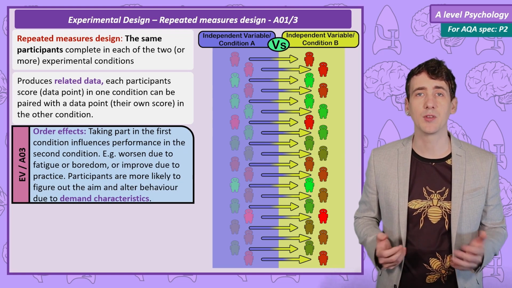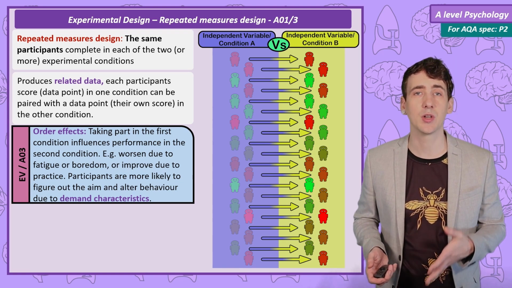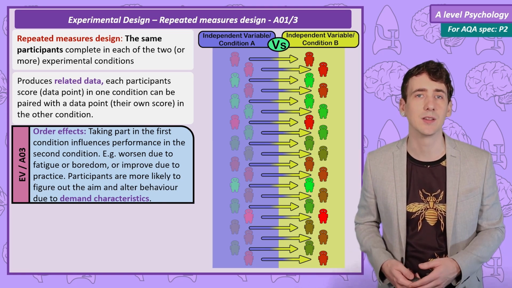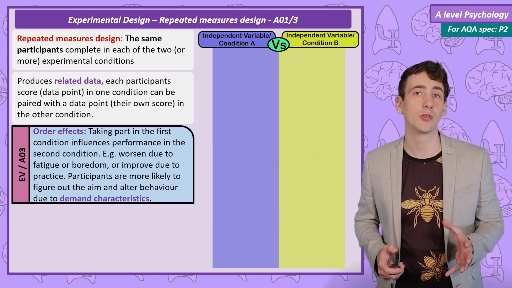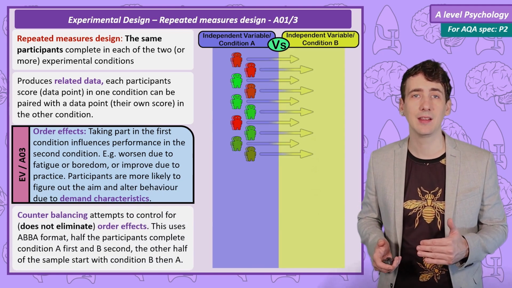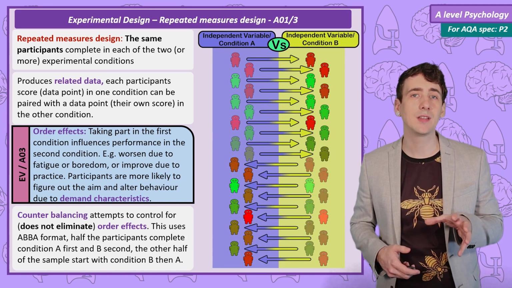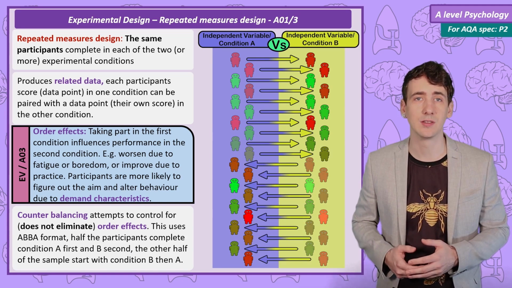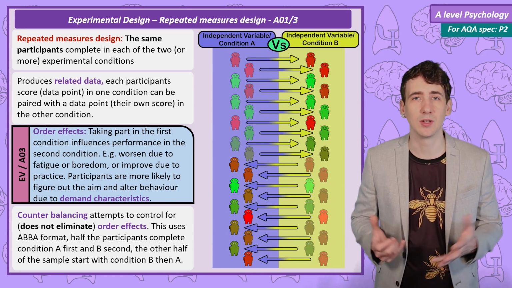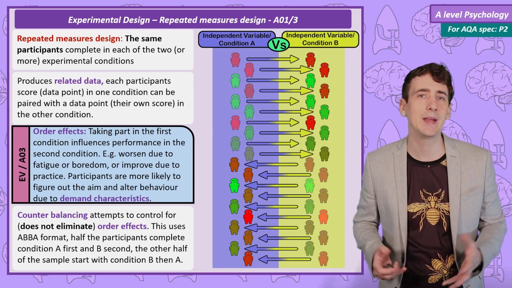If the participants complete both conditions, there might be order effects. People may improve in the second condition because of practice, or they might get worse in the second condition because they're bored or tired. We can try to control for order effects by counterbalancing. That's getting half the participants to do condition A, then B, and the other half B then A. This will then balance the influence of the order effects across the two conditions. So if tiredness or practice does affect performance, it should be the same across the two conditions. Notice counterbalancing controls order effects, it doesn't eliminate them.